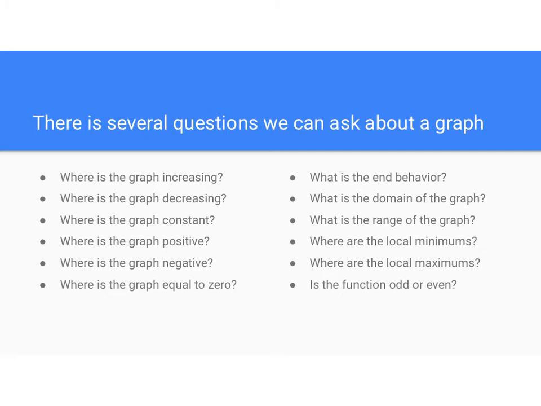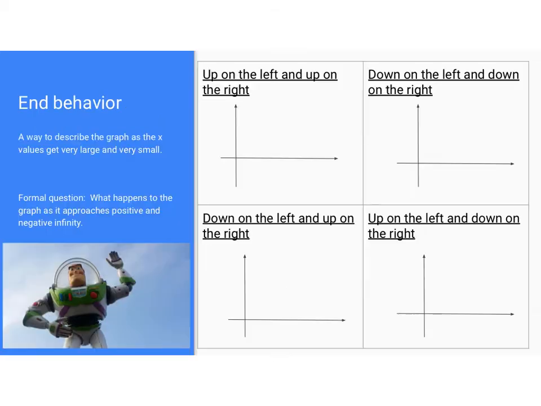On lesson 3, we looked at answering questions in the first column. We defined increasing, decreasing, and constant. We talked about when the graph was positive, negative, or equal to 0. Today we're going to focus on end behavior, domain and range, local minimums and maximums, and odd or even functions. If you have any questions from the first column, please make sure you go back and rewatch lesson 3.